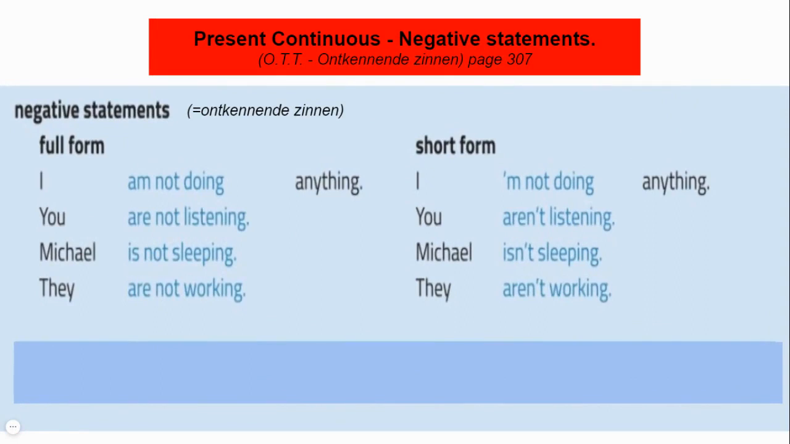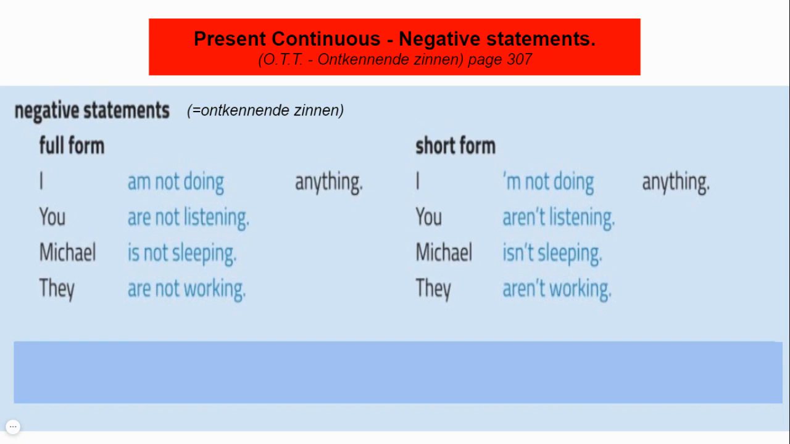Step 2. Negative statements of ontkennende zinnen. Schrijf deze vertaling ook weer eventjes op. Let's start with the full form. I'm not doing anything. You are not listening. Michael is not sleeping. They are not working.